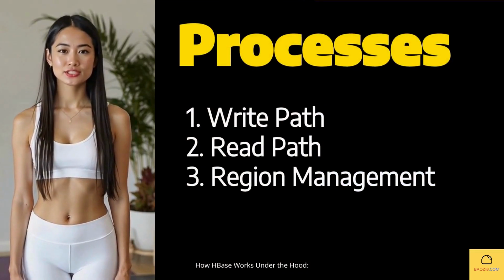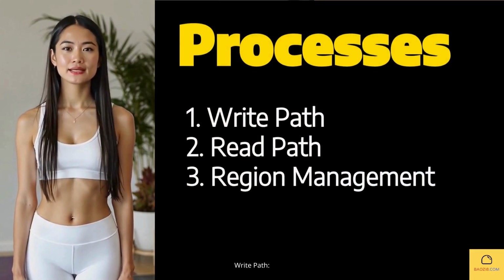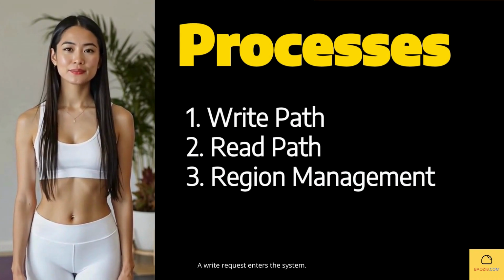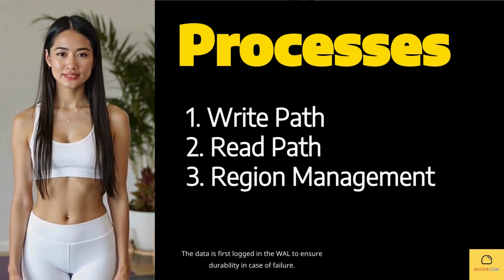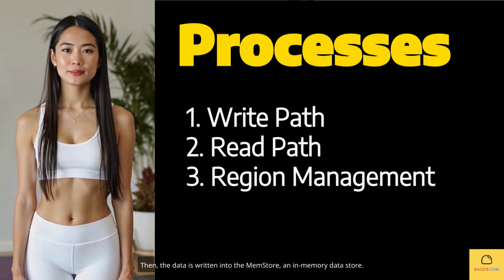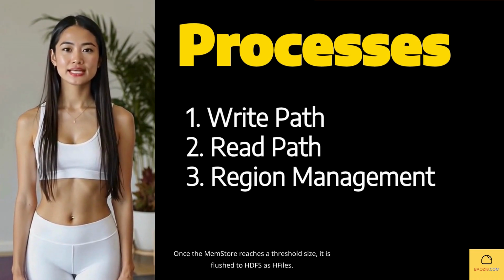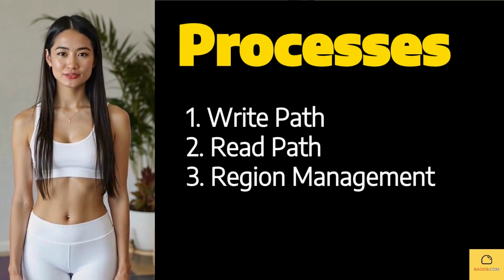How HBase works under the hood. 1. Write path. A write request enters the system. The data is first logged in the WAL to ensure durability in case of failure. Then, the data is written into the memstore, an in-memory data store. Once the memstore reaches a threshold size, it is flushed to HDFS as HFiles.